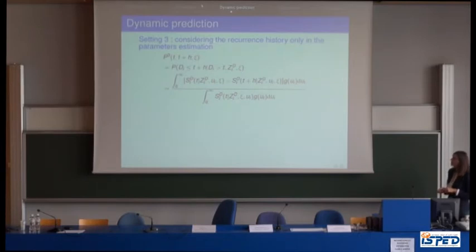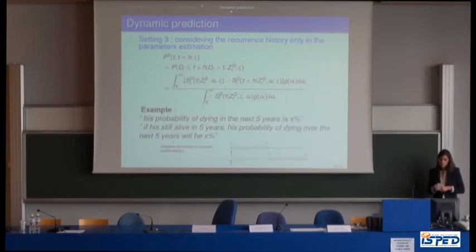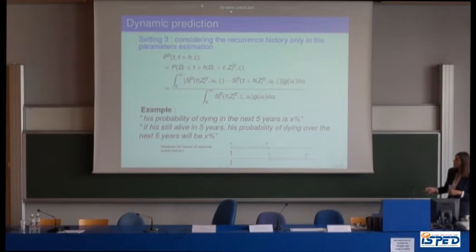And in the last setting, as I said, we do not consider the history of the patient in the prediction probability, but we consider the history of the patient in the estimation of the parameters. So at the end, in this expression, we do not have the number of recurrences involved in this calculation anymore. So we can have several interpretations of this probability. First, we can say that this probability of dying in the next 5 years is X%. Or we can say that if Mr. Martin is still alive in 5 years, this probability of dying over the next 5 years will be X%.